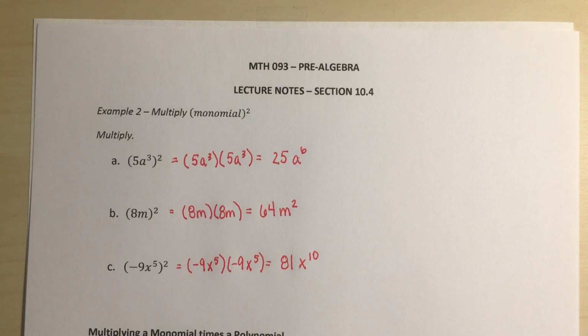All right, so when multiplying monomials, remember we are multiplying our numerical coefficient out front, and then we are adding our exponents of our two different monomials.